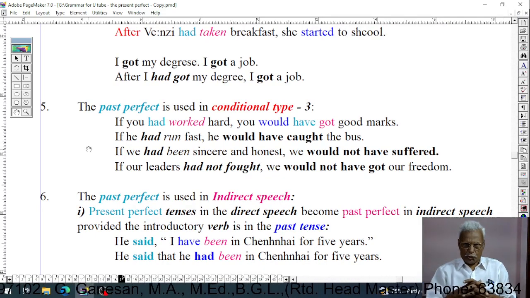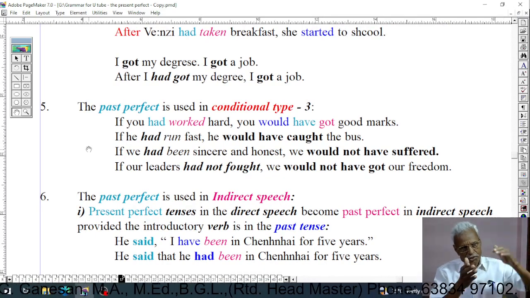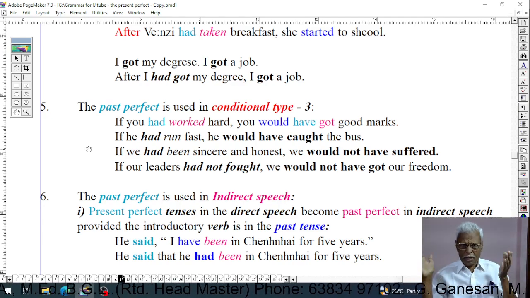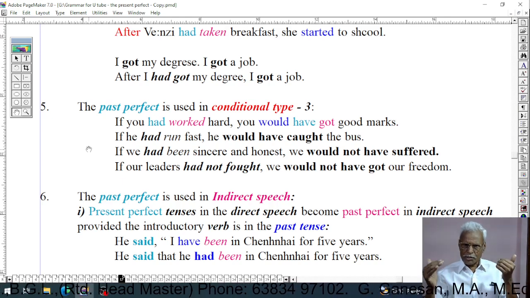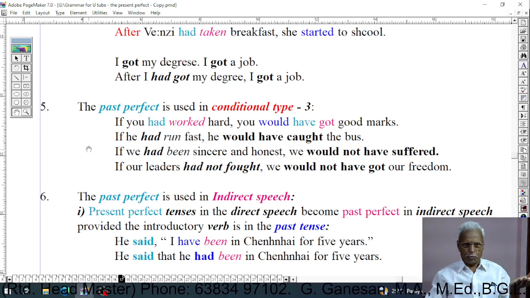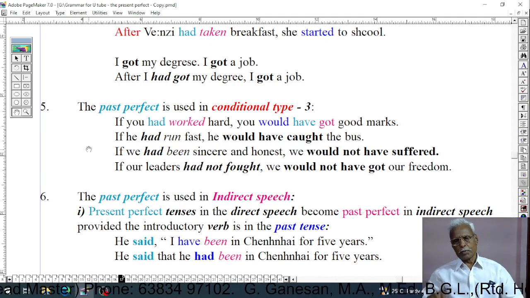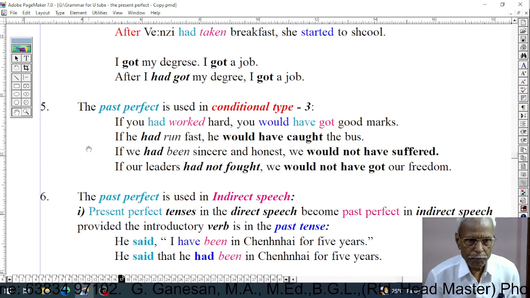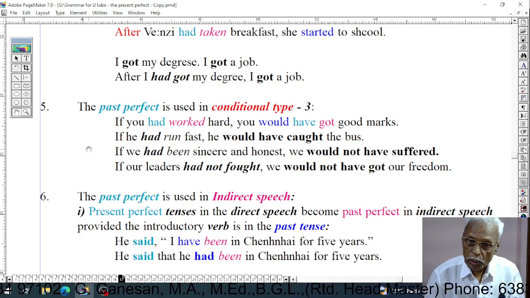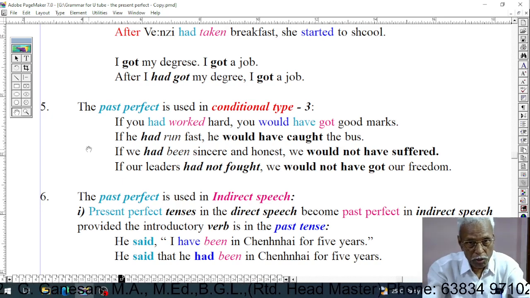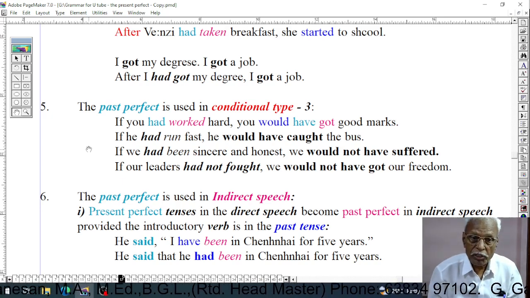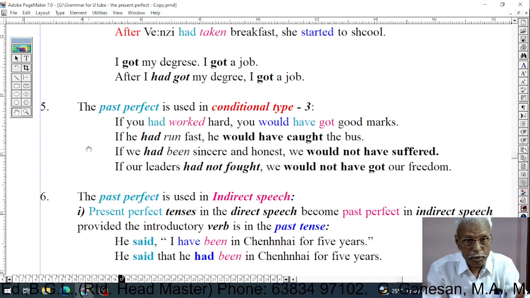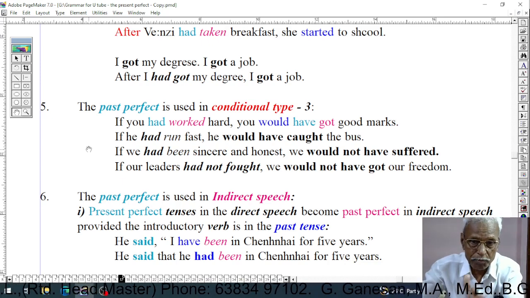Then the past perfect is used in the if plus third type. That is, in the if plus third type, we should use only past perfect. And in the main clause, would plus have plus past participle. If you had worked hard, you would have got good marks. You did not work hard, you did not get good marks. If you had run fast, he would have got the bus. He did not run fast, he did not catch the bus.